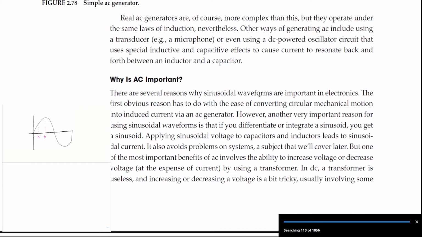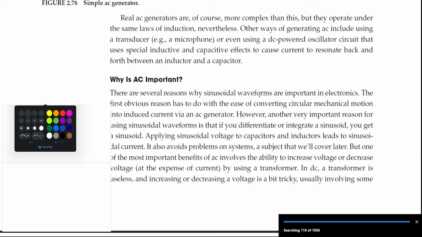There are several reasons why sinusoidal waveforms are important in electronics. The first obvious reason has to do with the ease of converting circular mechanical motion into induced current via an AC generator. However, another very important reason for using sinusoidal waveforms is that if you differentiate or integrate a sinusoid, you get a sinusoid. Applying sinusoidal voltage to capacitors and inductors leads to sinusoidal current. Okay, I don't understand why that's a benefit, but let's just write that down.